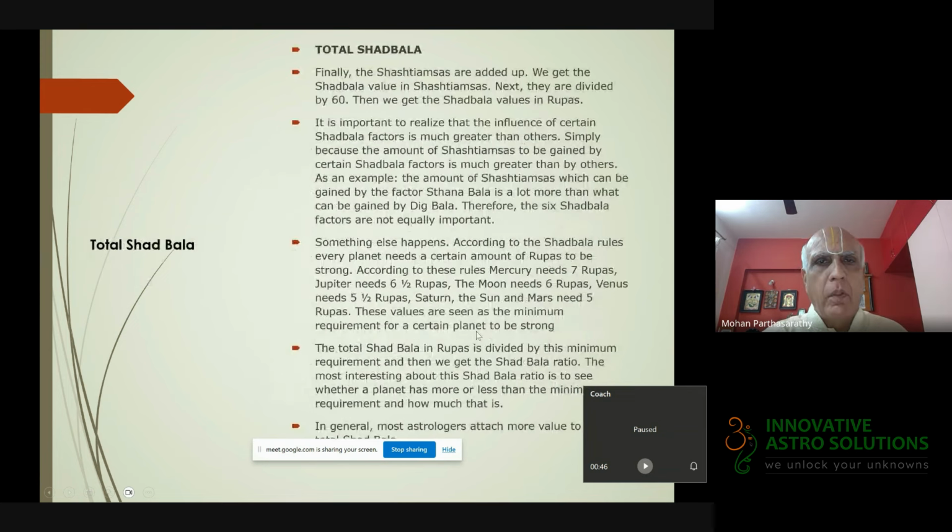Then total Shadbala. Finally, Shashtiamsas are added up and we get the Shadbala value in Shashtiamsas. And then it is divided by 60 to get Rupas.